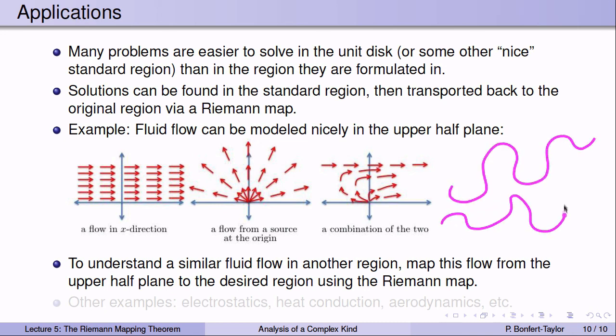Understanding a similar flow in a different region would be way more complicated. So suppose we had a river that looked like this, and we knew water was flowing into the river from here, but there was also a source of pollution maybe coming in here, and you wanted to track where things are going. That would be pretty difficult to model. However, you could map this river using a Riemann map onto the upper half plane, model the flow right there, and then transport the flow back to the river using a Riemann map. It's hard to find the Riemann map, but there are approximations of the Riemann map that can be found using a computer.